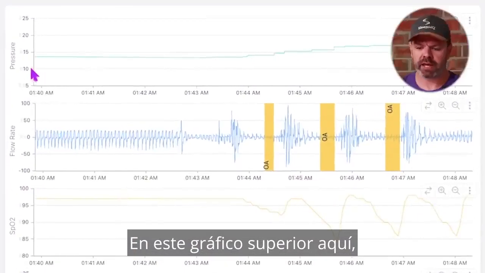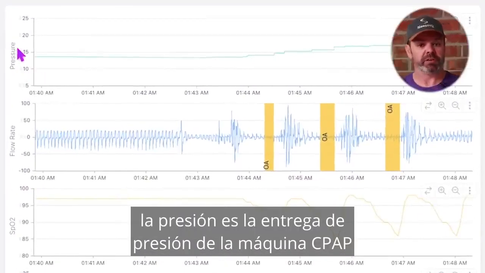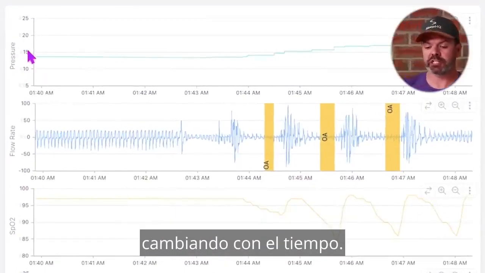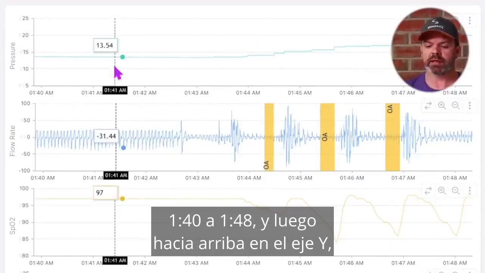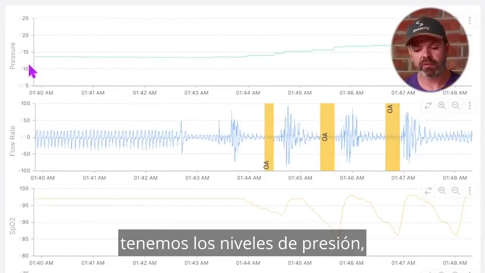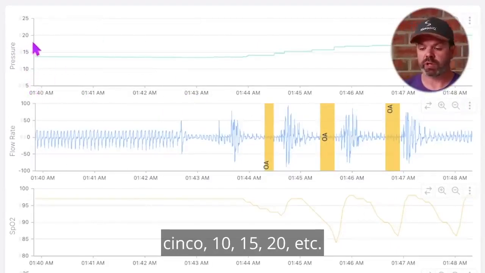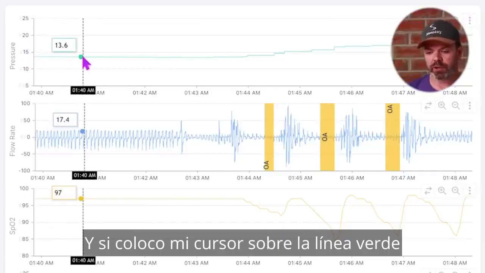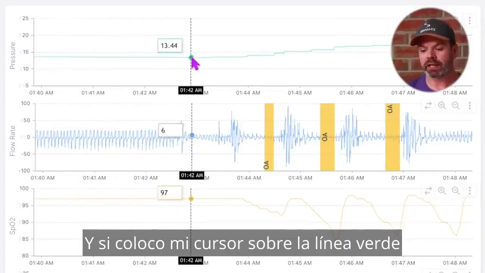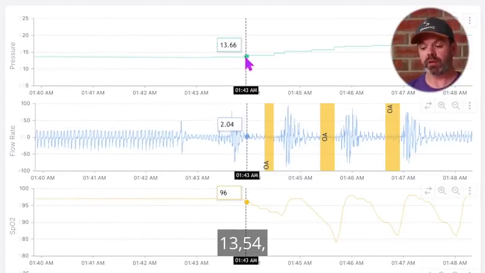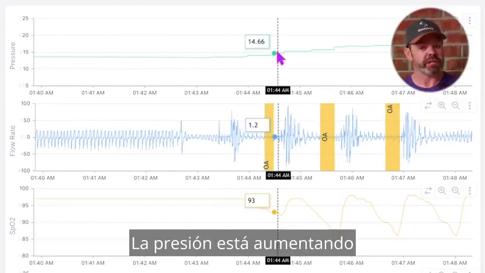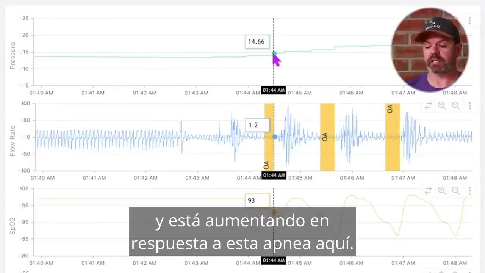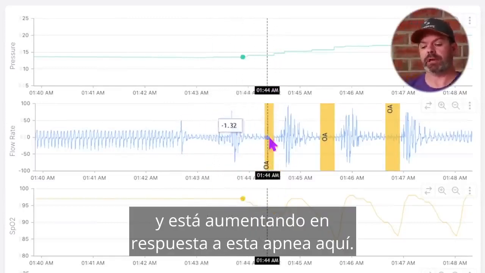So this top chart here, pressure, is the pressure delivery of the CPAP machine changing over time. You can see we have time along the x-axis here, 140 to 148. And then up the y-axis, we have the pressure levels, 5, 10, 15, 20, and so on. And if I hover my cursor over the green line, you can see the pressure changing, 13.54, 13.86, 14.66. The pressure is increasing, and it's increasing in response to this apnea here.